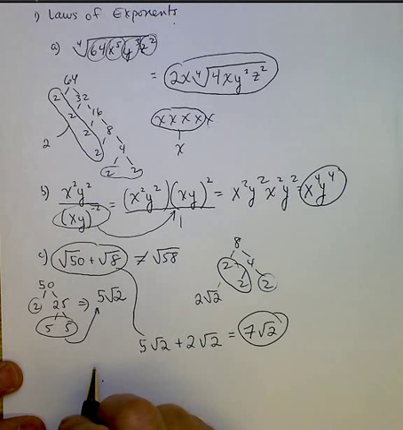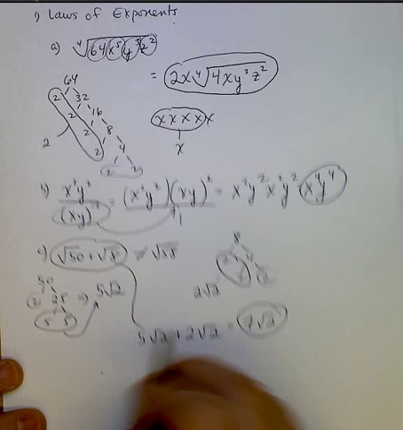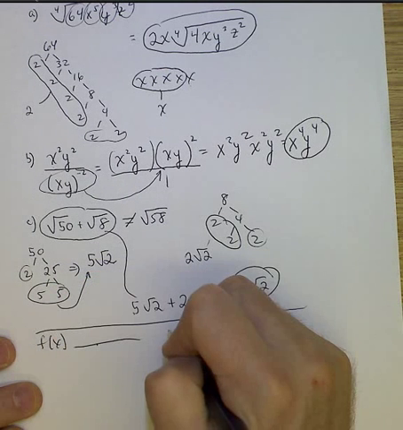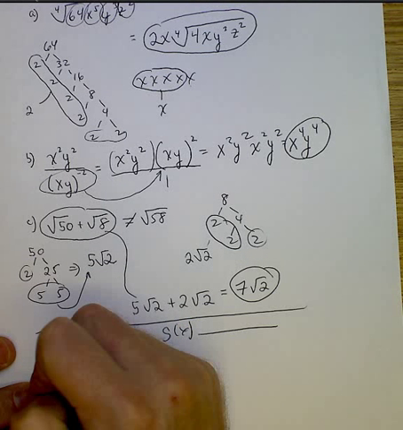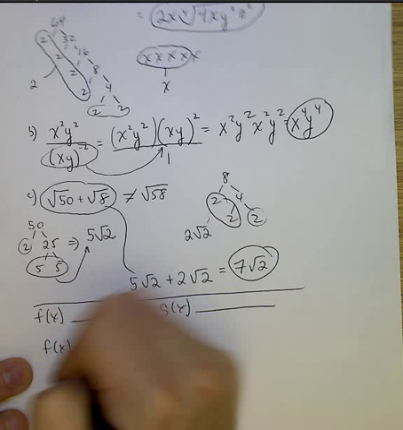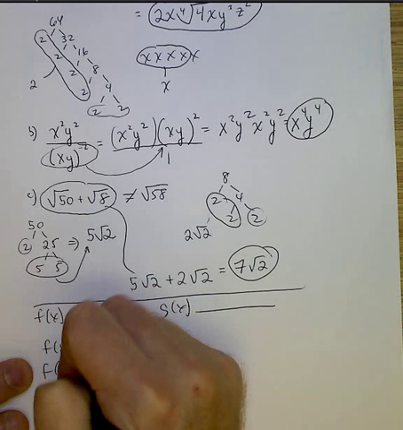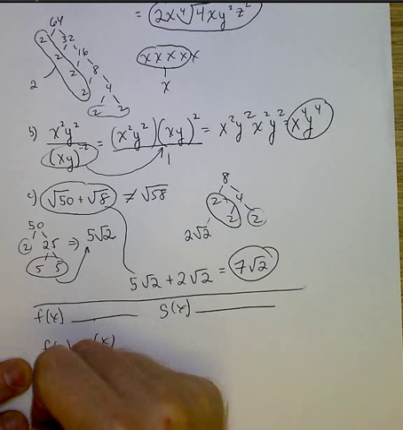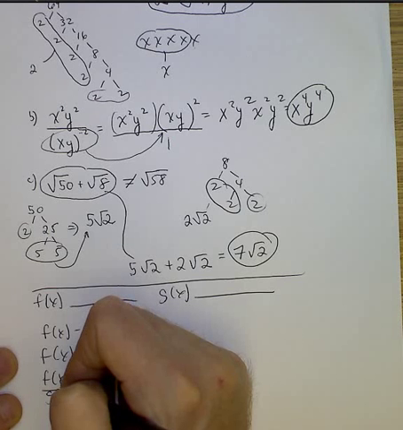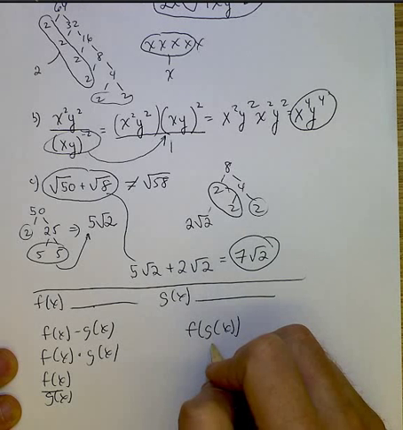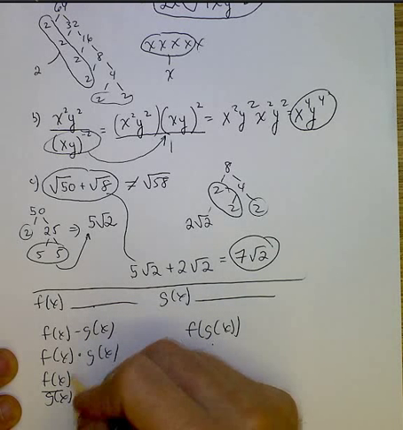After you do 4 of these types of problems, I'm going to give you 4 f of x and g of x problems. What do I mean by that? I'm going to give you an f of x and a g of x, and I'm going to ask you to do things like f of x minus g of x, f of x times g of x, f of x divided by g of x, and then f of g of x. This is a composite, and the others are just straight subtraction, multiplication, and division.